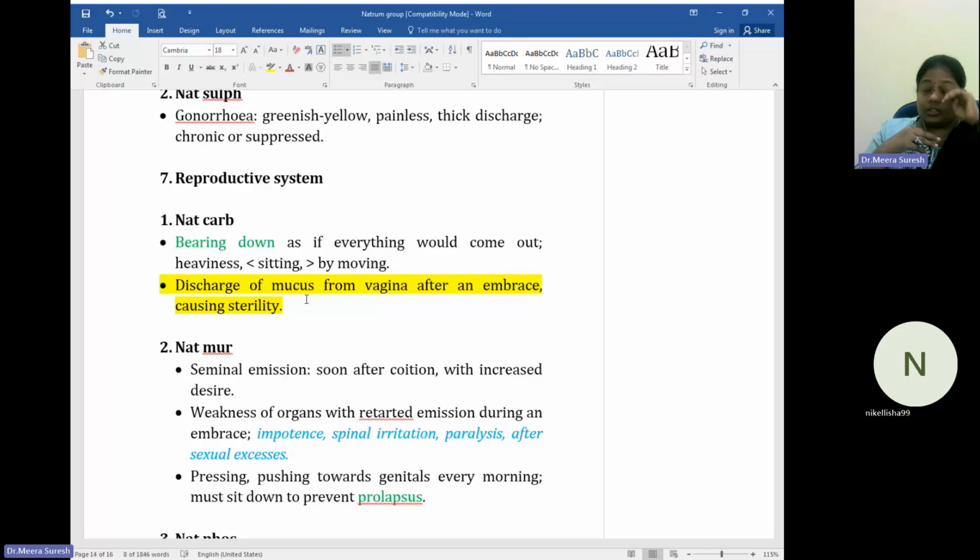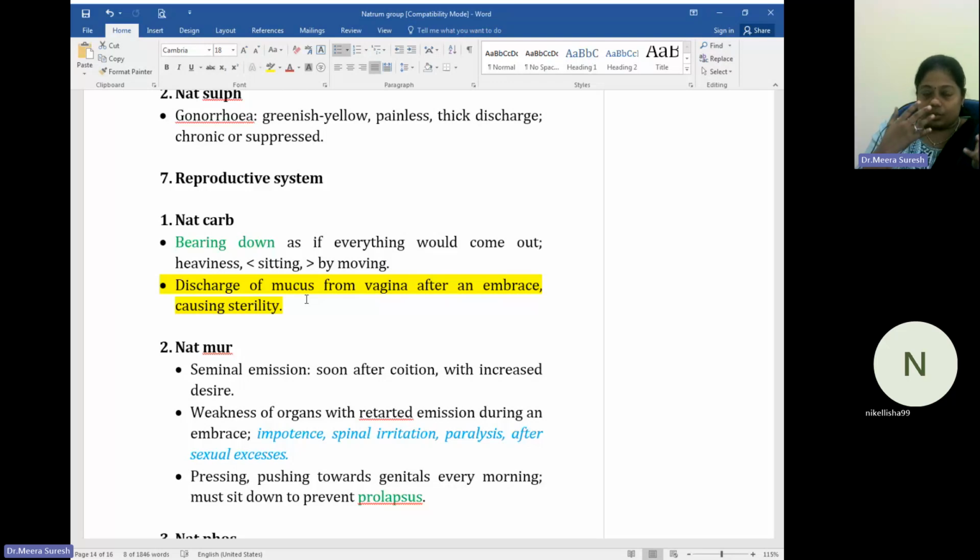They say it is related, but no one was very sure. The cervical mucus being excessively acidic in nature destroys the sperms, and hence sterility results. But why it happens after an embrace, I couldn't connect that. Then I just got satisfied, and I never got such a symptom from any patient. I never heard it from any patients.